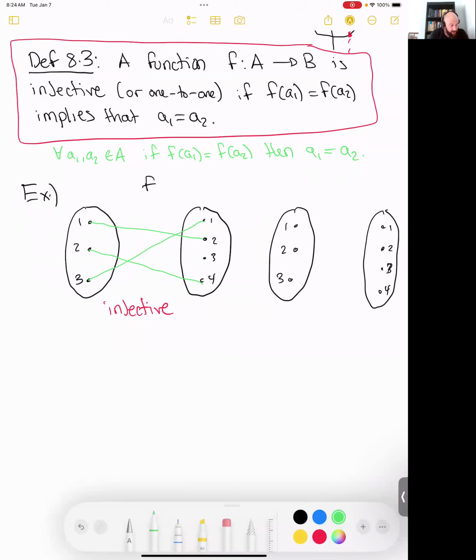So now I'm going to send 1 to 2, 2 to 4, and 3 to 2. And this is not an injection because there are 2 different values in the domain that get sent to 2, right?